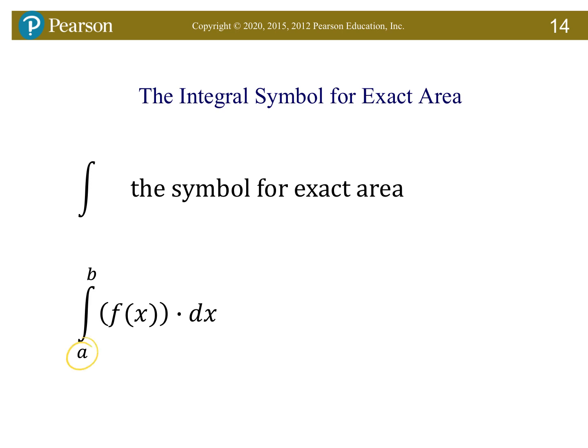This A down here is where you start. The B up here is where you end. The f of x is the function that you're working with. And the dx is the axis that acts as your lower boundary. We've been doing the x-axis. Will we start doing the y-axis? Yes, but we're just sticking with the x-axis for now.